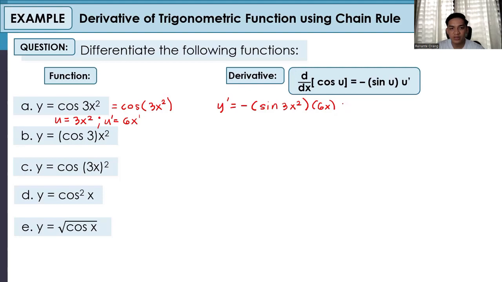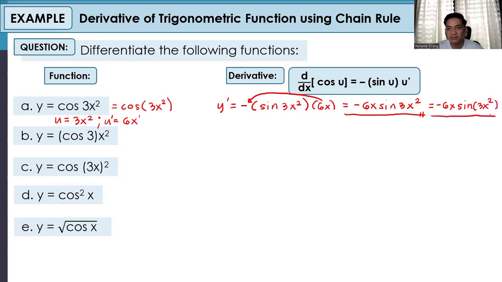Last thing that we need to do is simplify. So, again, class, bawal siyang i-multiply sa loob. So, ang gagawin natin is ilalagay lang siya sa front. So, ito is magiging negative 6x sine of 3x squared. And this will be our final answer. So, pwede din, class, na lagyan natin ng open and close parenthesis yung ating 3x squared. That is sine of open parenthesis 3x squared close parenthesis.